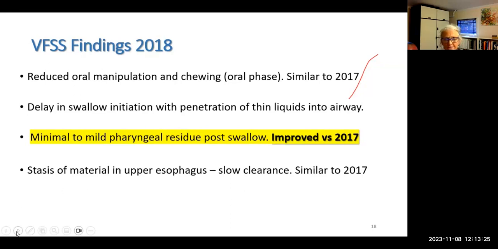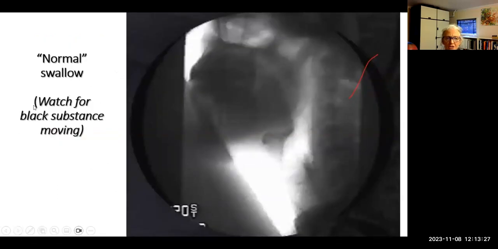So I'm just going to give you an example to show you a little bit about what a swallow study looks like, and I'll show a comparison of Jenny's 2017 and 2018.